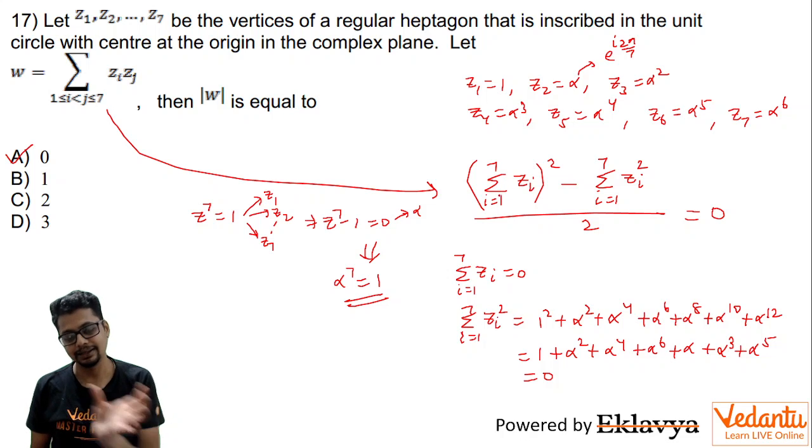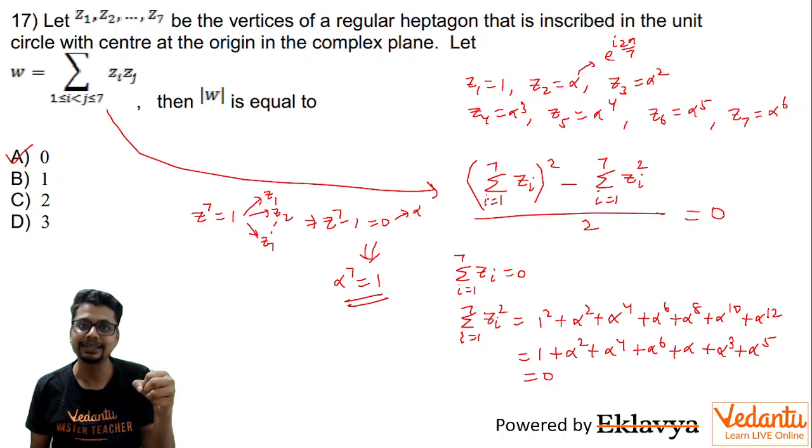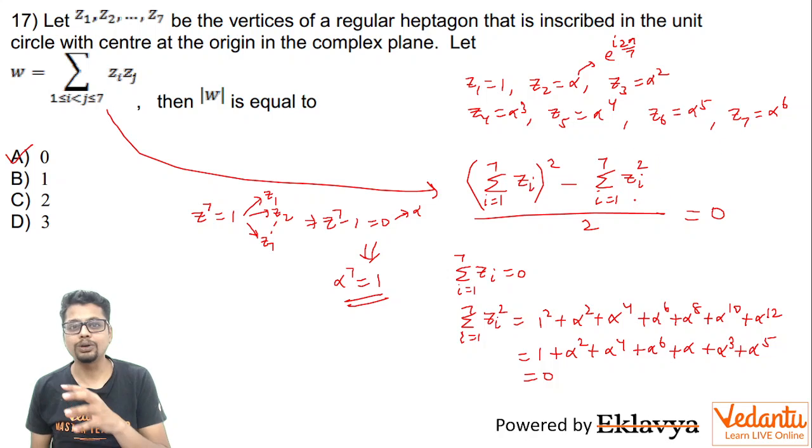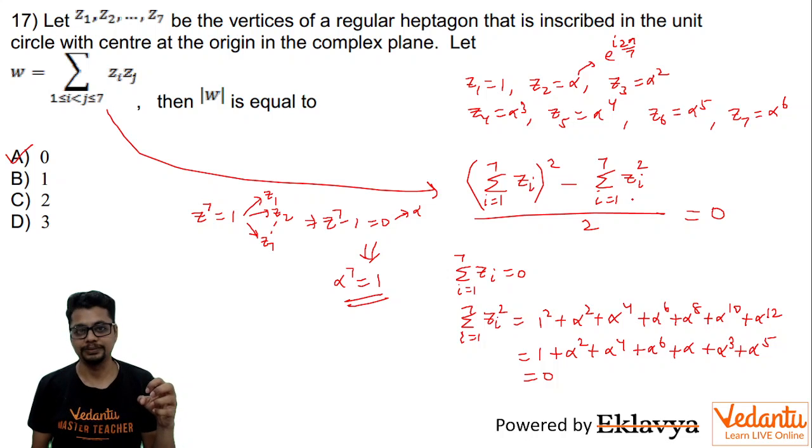The sum of the remaining terms after taking e to the power iota theta common would again be 0, because that would essentially be 1 plus alpha square plus alpha cube plus alpha to the power 4 plus alpha to the power 5 plus alpha to the power 6. Similarly, in the second term, sigma Zi square, e to the power iota 2 theta would come common. So that would become e to the power iota 2 theta multiplied by the same expression that we have considered, which turns out to be 0. So 0 multiplied by e to the power iota 2 theta would again be 0.